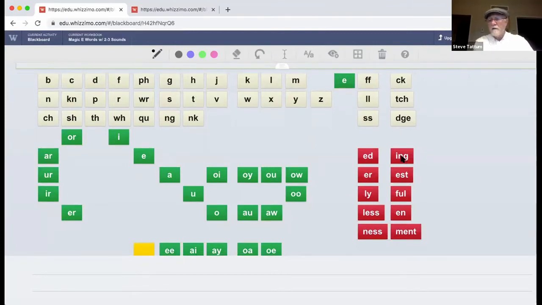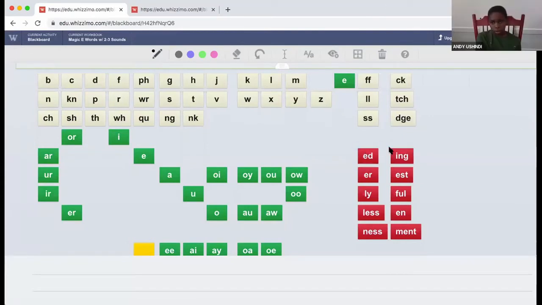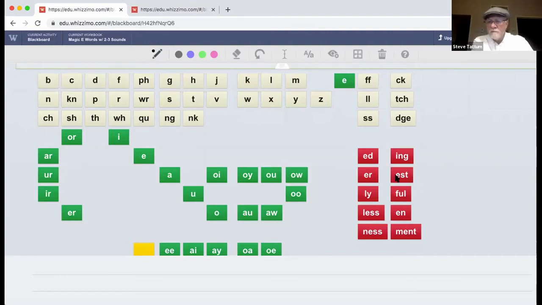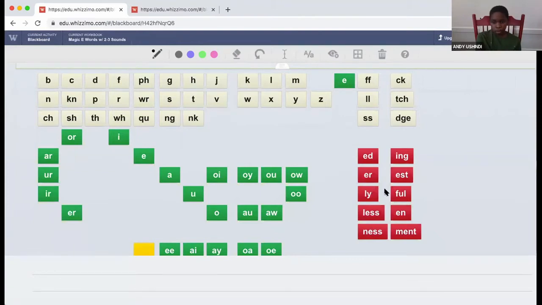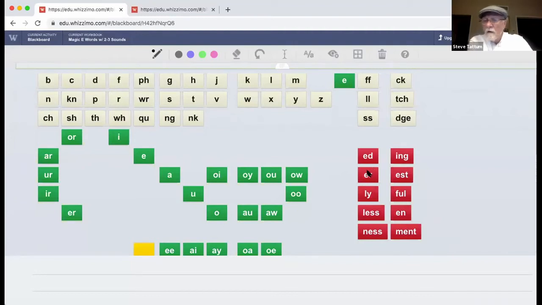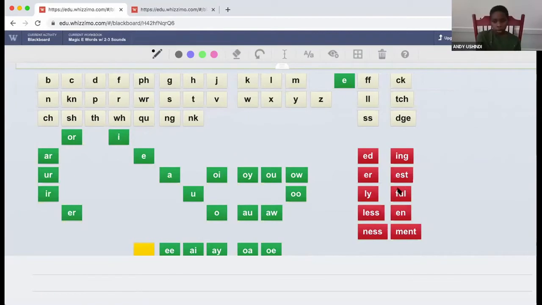All right, Andy, point to the suffix that means action. It's the red ones. There you go. What's that? Ing. The one that means past tense. Ed. And. Good. Point to the suffix that means most. What is that? Est. How about more? So most is like the biggest. More is bigger. How about the one that means full of? Full. And like? Ly. That's as far as we got.